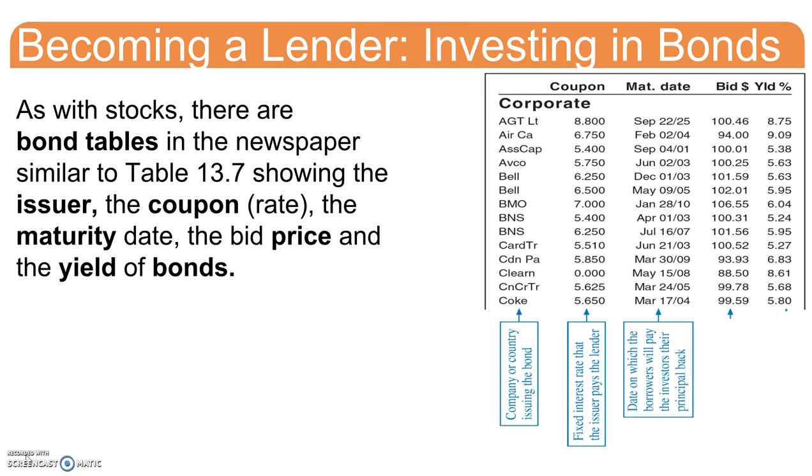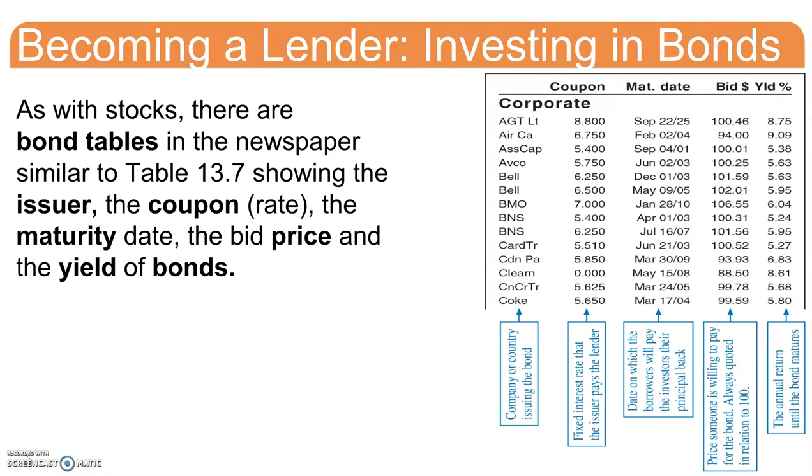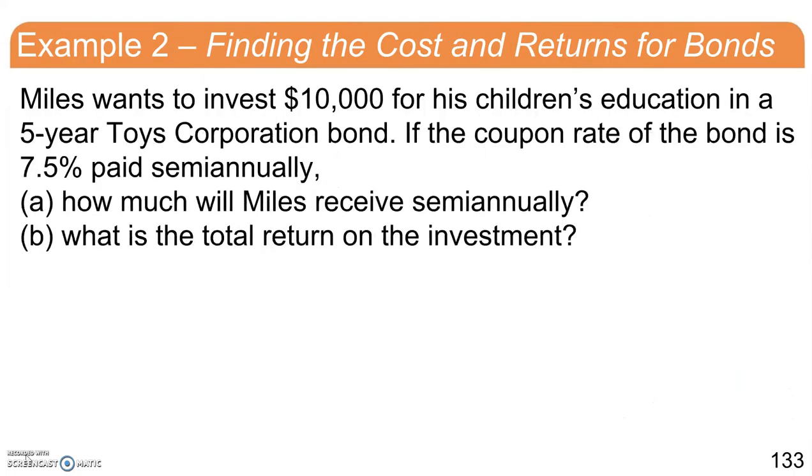The maturity date is the next column, and that's the date on which the borrower will pay back the original money that was lent, the date of the IOU. The bid is the price that someone's willing to pay for that bond, and it's in relation to 100. And then the yield is the percent, the annual return until the bond matures. Of course, you'd want a higher yield rate.